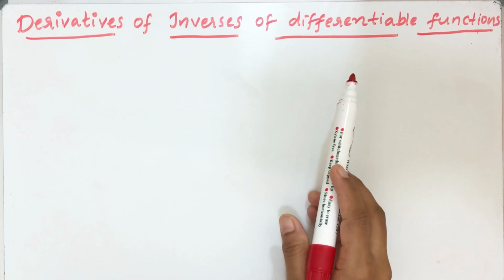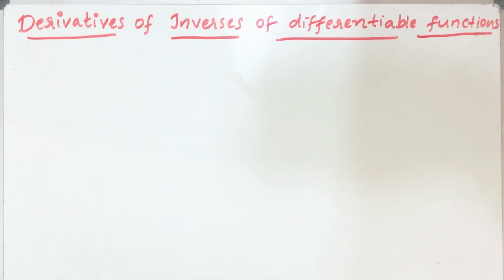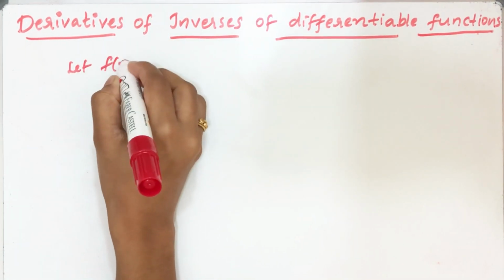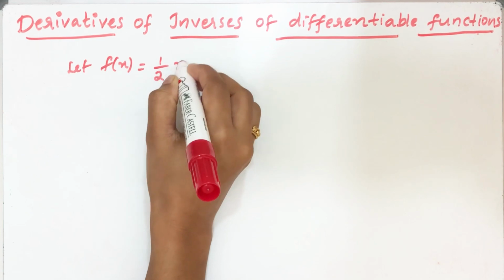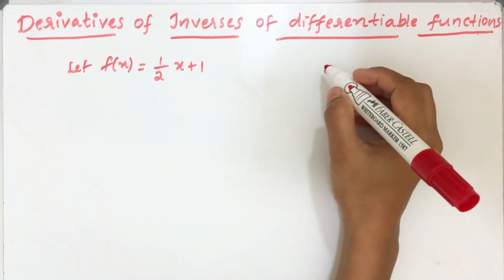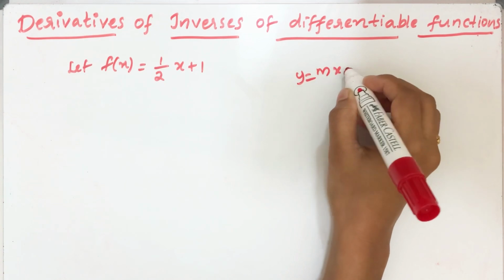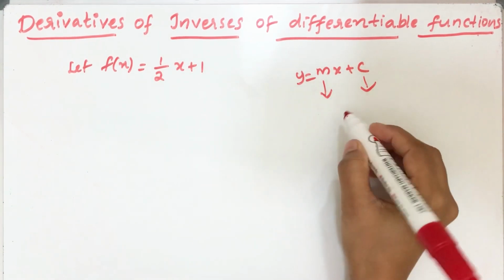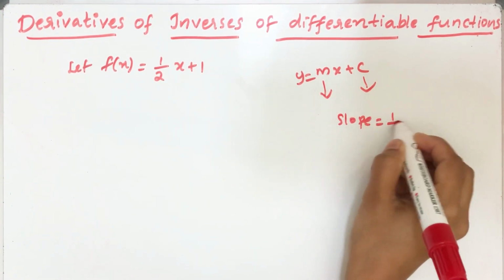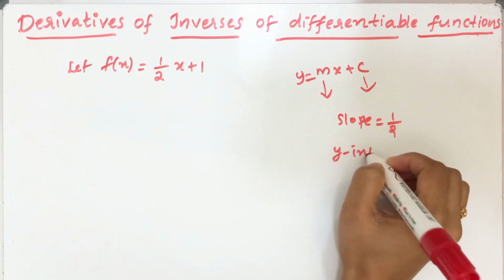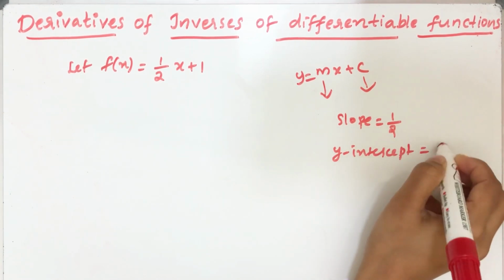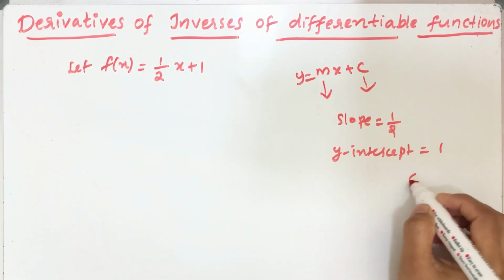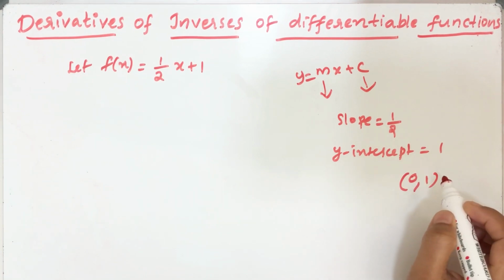Derivatives of inverses of differentiable function. We can start with an example of a straight line. Let f of x is equal to 1/2 x plus 1. We know that equation of a straight line is y equal to mx plus c with the slope m and a y-intercept c. Here we can say slope is equal to 1/2 and y-intercept is equal to 1. Y-intercept equal to 1 means the line passes the y-axis at the point 1, or we can say (0, 1) is a point in this line.